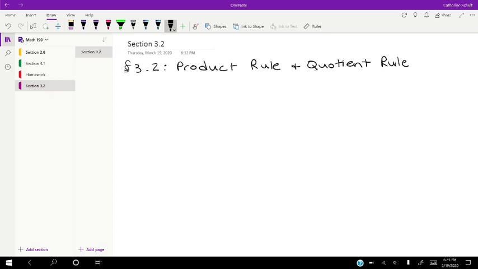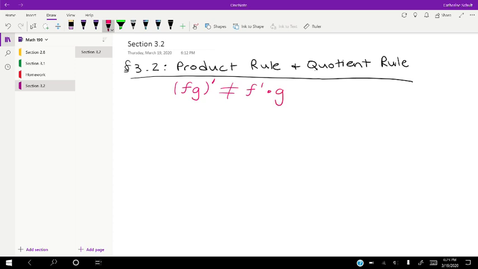Okay, so right off the bat, let's get this out of the way. The product rule is for when we are taking the derivative of a product of two functions, so maybe something like that. It does not equal the product of the derivatives. That's not how we find the derivative of a product of functions. The formula is a little bit different, so we're going to derive the formula.